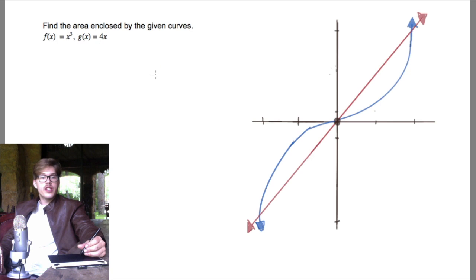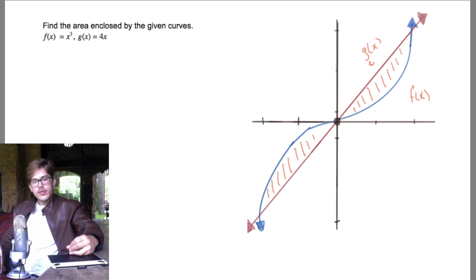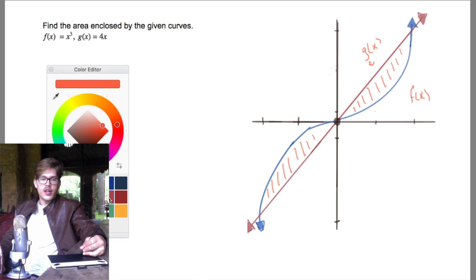Find the area enclosed by the given curves x cubed and 4x. So this blue line is our f of x, and this dark red is our g of x. So how do we find the area between the two curves? We want to find this area and this area. So how do we do that?